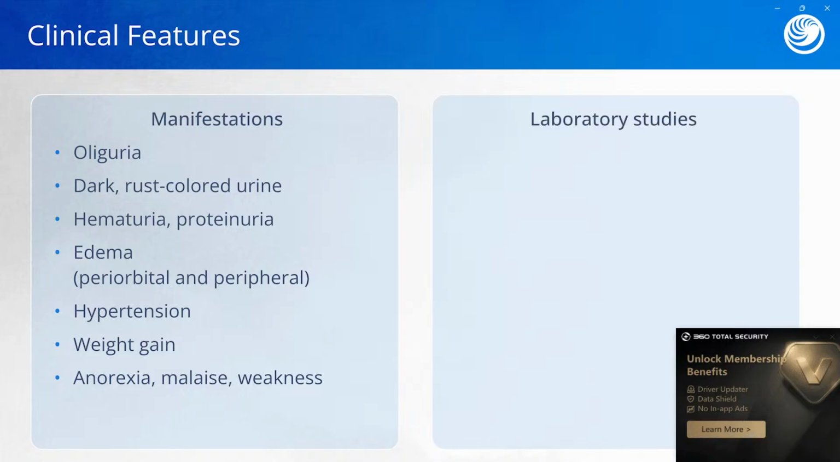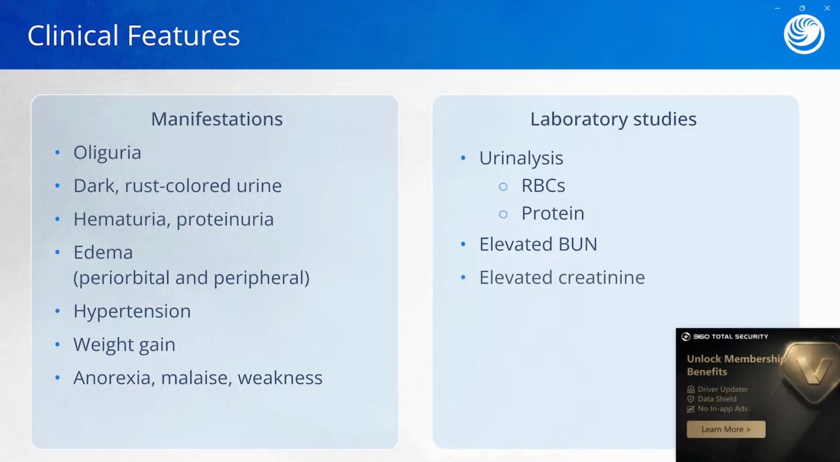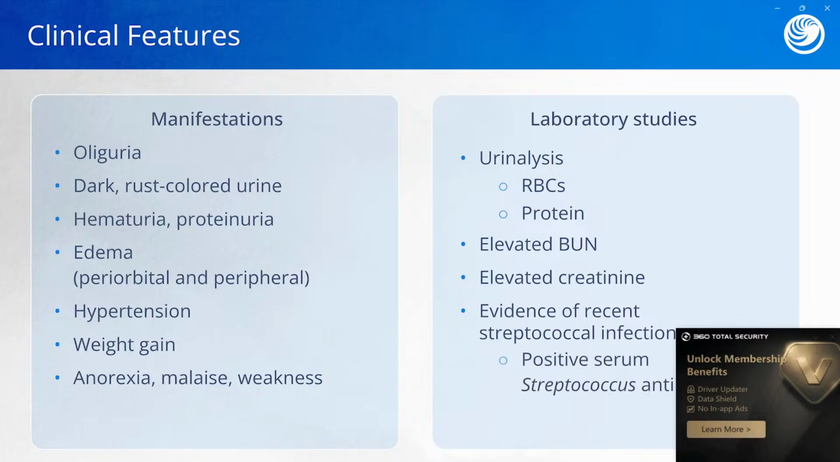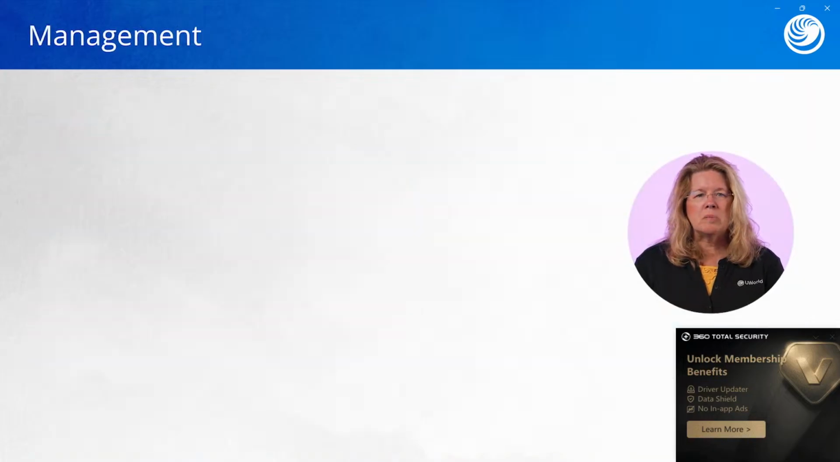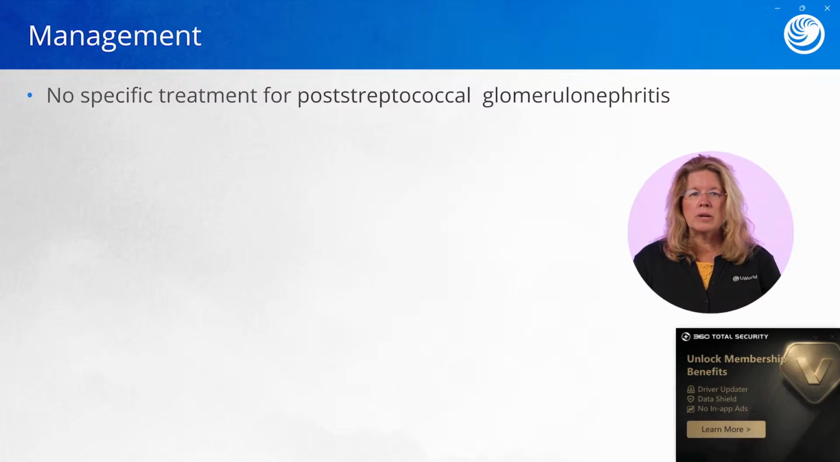What will our diagnostics provide for us? A basic urinalysis will tell us a lot. There'll be presence of red blood cells as well as presence of protein. We're going to see our standard renal tests, such as BUN and creatinine, will be grossly elevated. We will see evidence of a recent streptococcal infection, either a positive blood antigen test or a positive throat culture. In regards to the medical management, there really is no specific treatment for post-streptococcal glomerulonephritis.